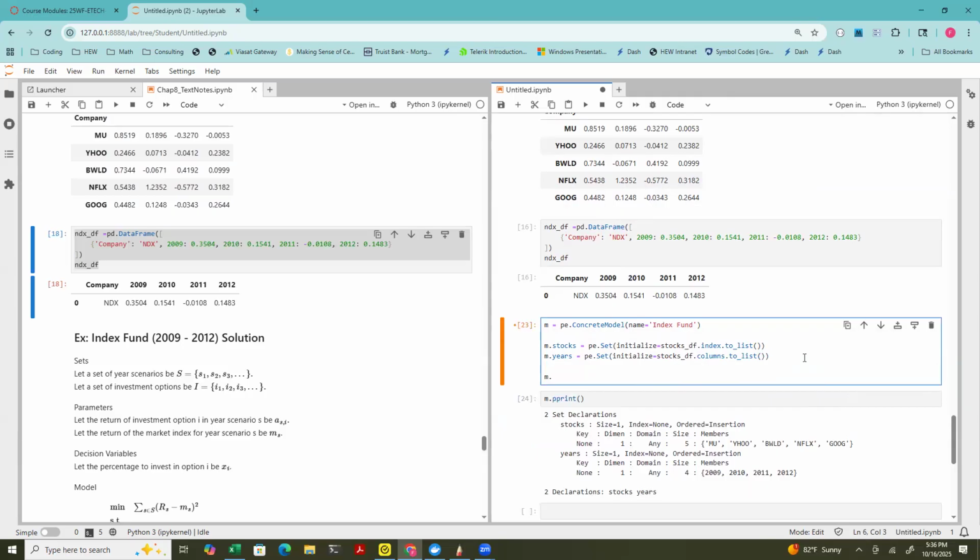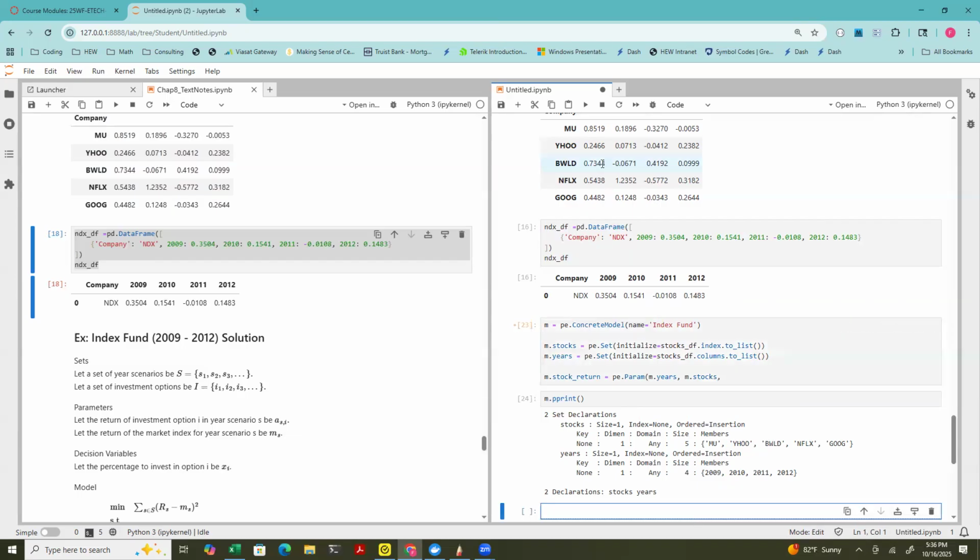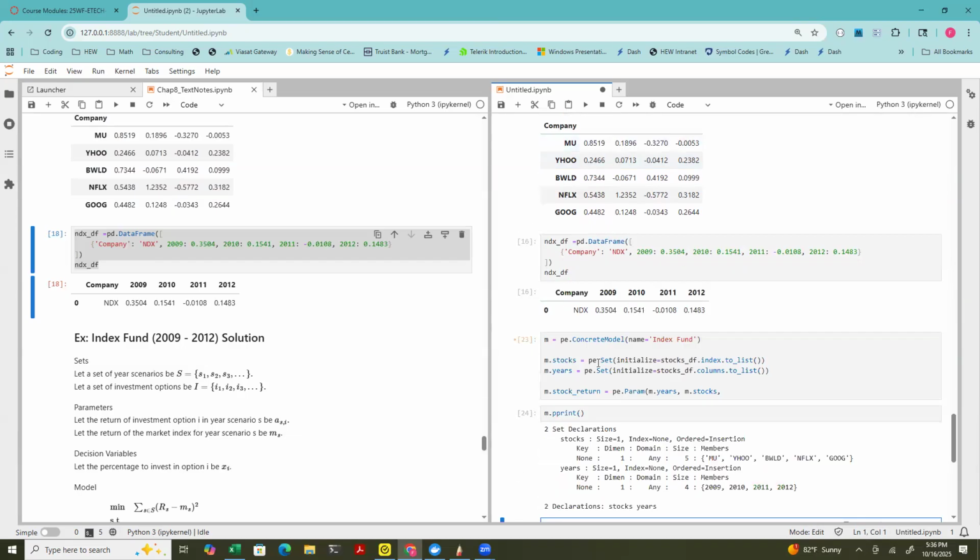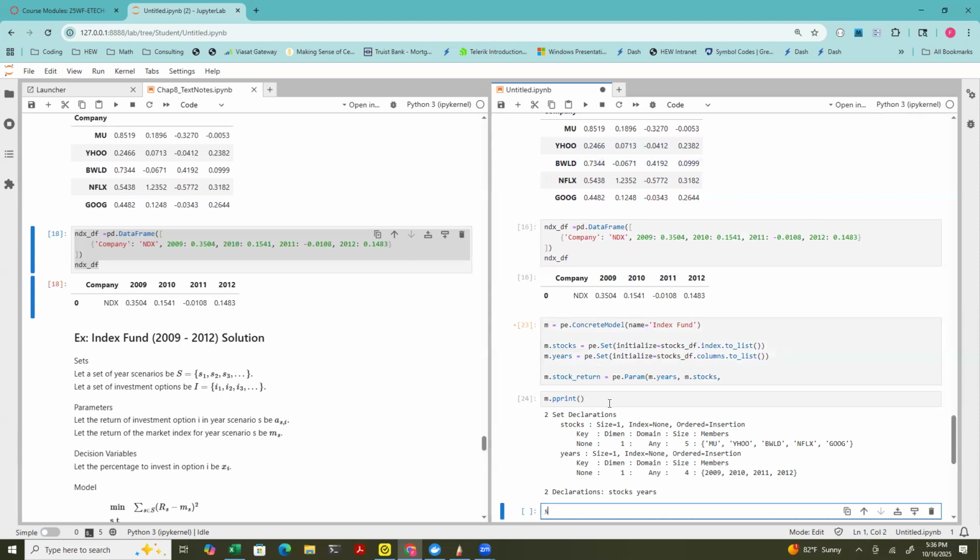Now we have some parameters, right? We've got the year return and we've got the index return. So let's say the stock return, I guess would be the best way to describe that, the return of the stock in a given year. The param there, we need to have an index at this point. So let's do it off the years and then off of the stocks. And I do need to initialize this as well, don't I? Yes. And so that's going to be all this information built up in here. So let's play with that a little bit.